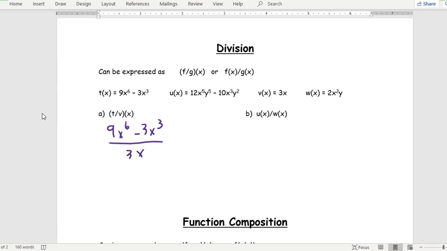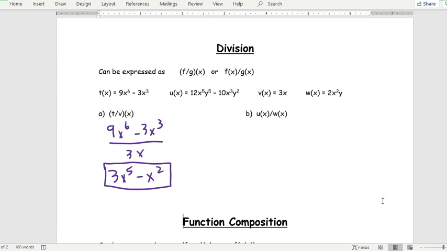So we'll divide our coefficients here. 9 divided by 3 is 3. Remember our exponent rules. X to the 6th divided by x to the 1st, that would be x to the 5th. I see a negative divided by a positive is going to be a negative. 3 divided by 3 is 1. X cubed over x to the 1st is x squared. So we get 3x to the 5th minus x squared.